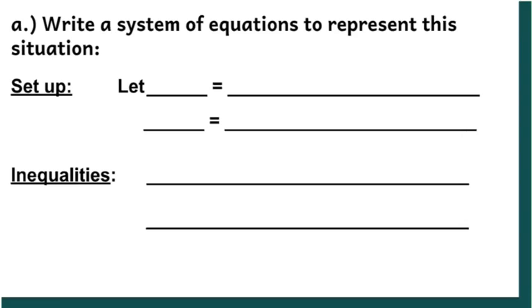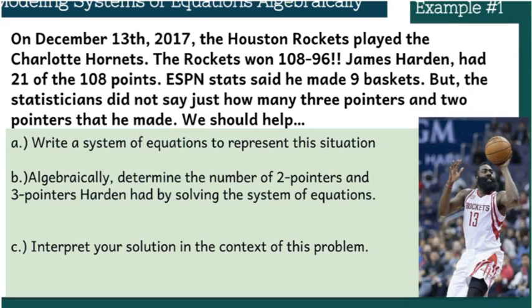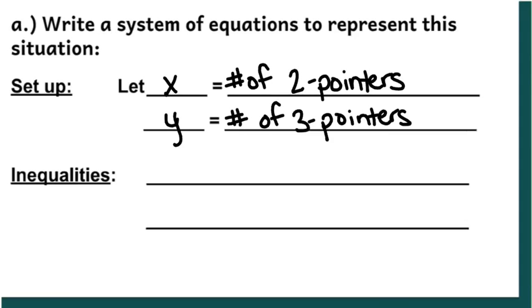Part A. We are going to write a system of equations to represent this situation. The first thing we want to do is identify our variables. What are the 2 things we are talking about in this problem? We are trying to figure out how many 3-pointers and how many 2-pointers he made in the game. So we are going to let x equal the number of 2-pointers and y equal the number of 3-pointers.